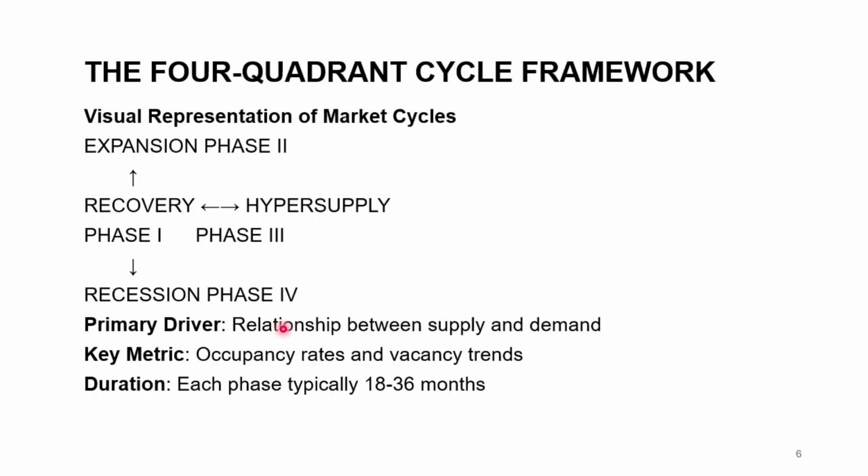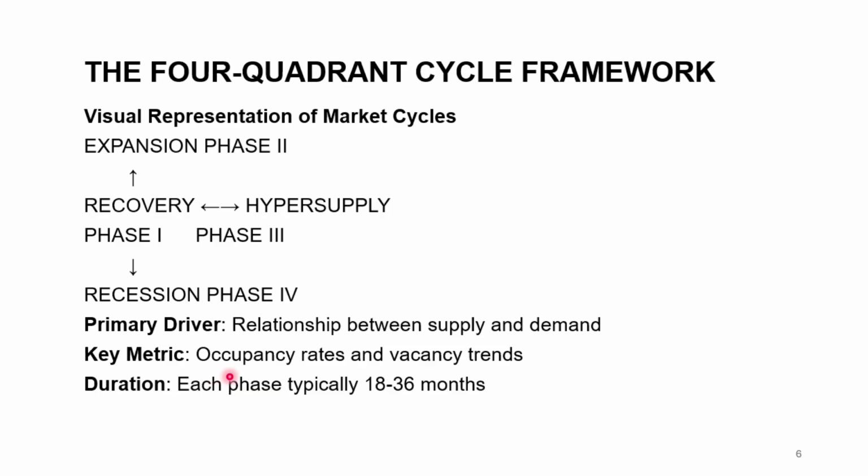So we come to the 4 quadrant cycle framework. This framework is the analytical foundation for understanding the real estate cycle. Think of it as a compass that helps you navigate market conditions. The primary driver is the relationship between supply and demand. When demand exceeds supply, we move up the cycle. When supply exceeds demand, we move down.